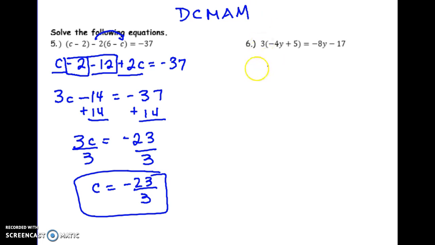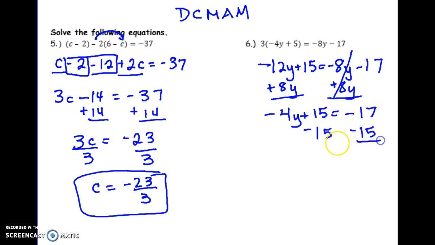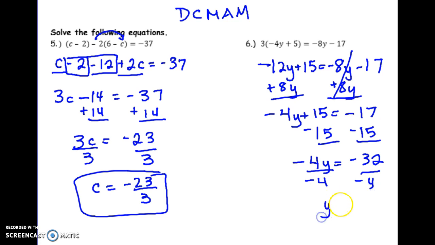Number 6, when I distribute, I get negative 12y plus 15 is equal to -8y minus 17. I'm going to add 8y to both sides. Okay, so when I do that, I end up with -4y plus 15 is equal to, these will cancel out, -17. Now I'm going to subtract 15 from both sides. When I do that, I've got -4y is equal to -32. And then when I divide by -4, my final answer is going to be y, and this is a 4, not a y. y is going to be equal to 8.